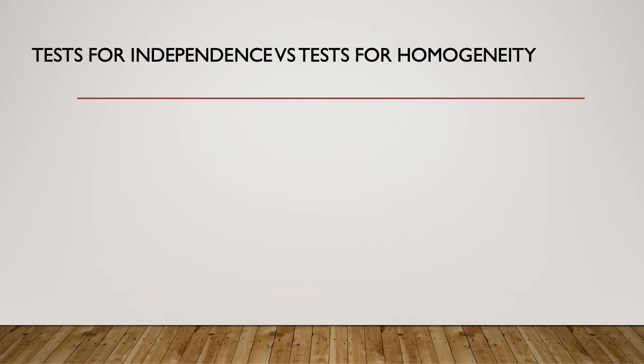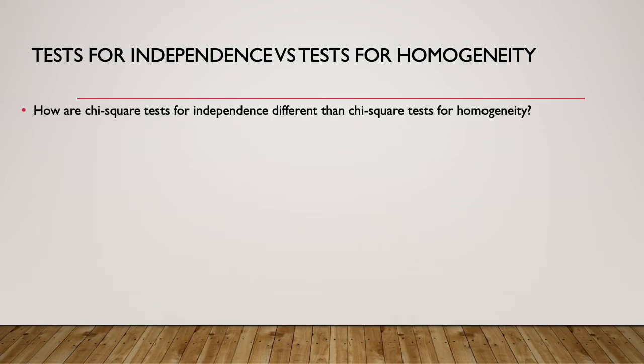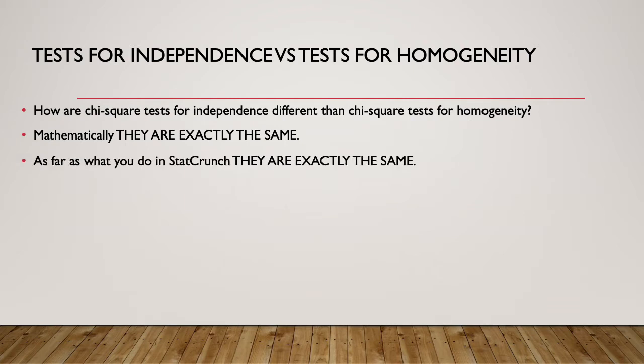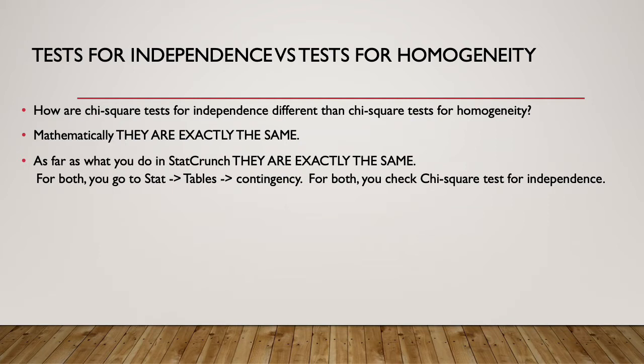Let's talk a little bit about tests for independence versus tests for homogeneity. How are these tests different? First off, mathematically, they are exactly the same. And as far as what you do in StatCrunch, they are also going to be exactly the same. For both, you will go to Stat, Tables, Contingency, and when you see the pop-up box, you will click chi-square test for independence.